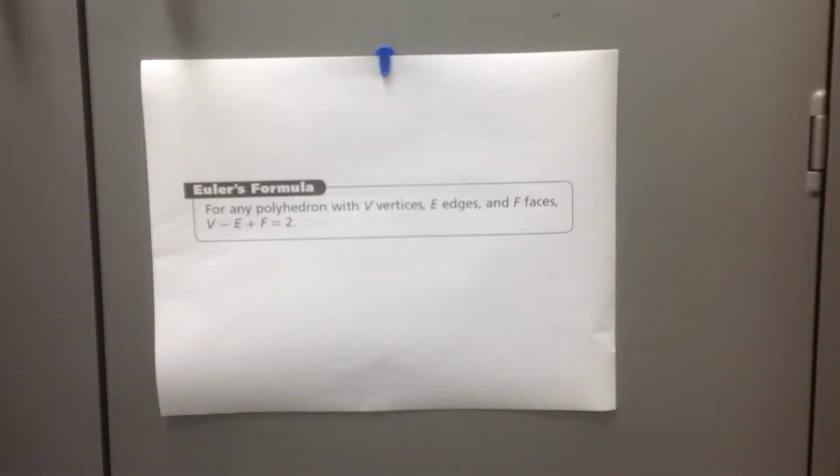If, however, you had miscounted, you might have gotten something like 5 equals 2. Obviously, 5 and 2 are not the same number, so Euler's formula would tell you that you had made a mistake in counting somewhere, and you would need to go back and double check that.